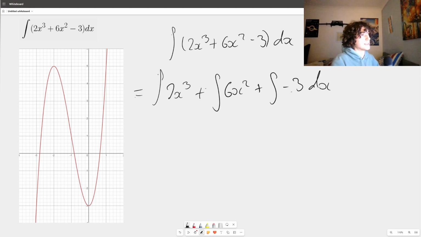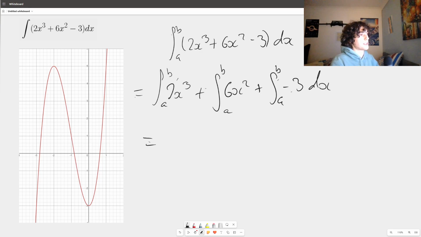But yes, if this had bounds b to a, then you would need to make sure that all of these would be b to a as well. But you can split that up. You don't need to write that step though. You can just consider all of these individually. You can just go, okay, well, I'll integrate 2x cubed, and then I'll integrate 6x squared, and then I'll integrate minus 3. So how do we do this?